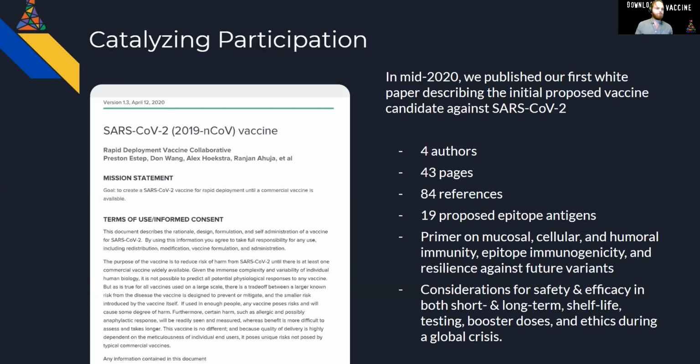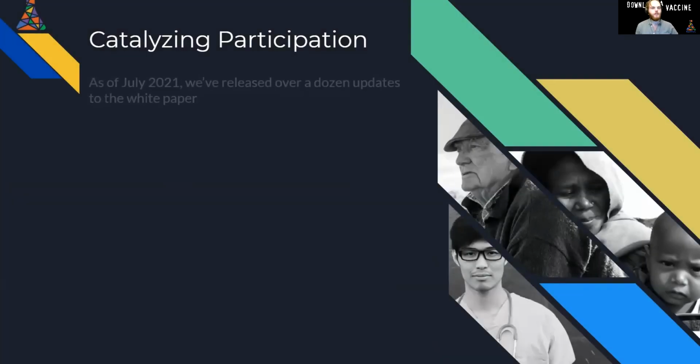We also gave a primer on background research and provided a library of pre-existing research on mucosal and cellular and humoral immunity, again, epitope selection and immunogenicity, and resilience against future variants by selecting for conserved epitopes. We also went into, not at great length, considerations for safety and efficacy testing for short and long term, for shelf life and stability, for booster doses, and for ethics. We think that's important during a global crisis like this.